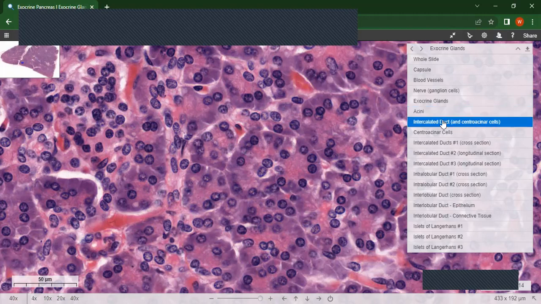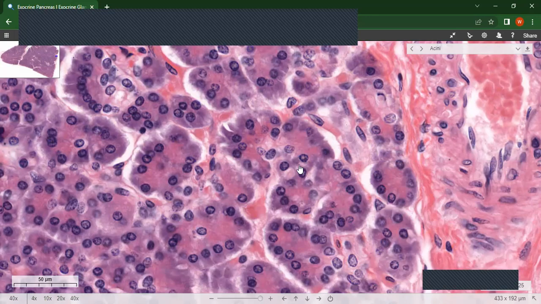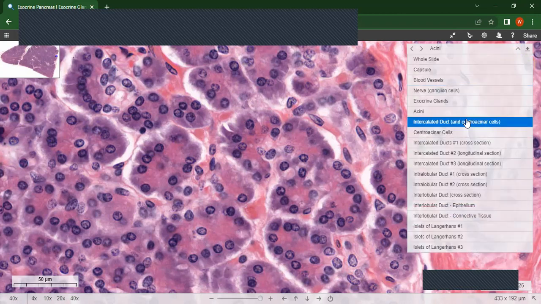So these are the acini. Yes, more examples. These are the acini. Then you can see these at the center. Those are the centroacinar cells. This is the blood vessel here. Maybe this is the septum, which the capsule sends in to lobulate the gland.